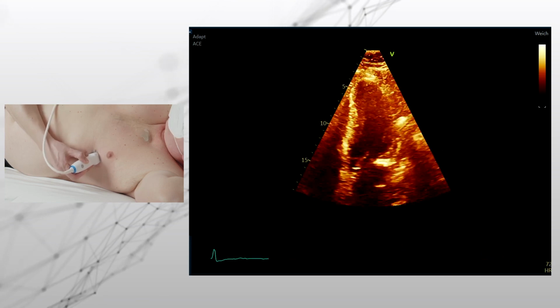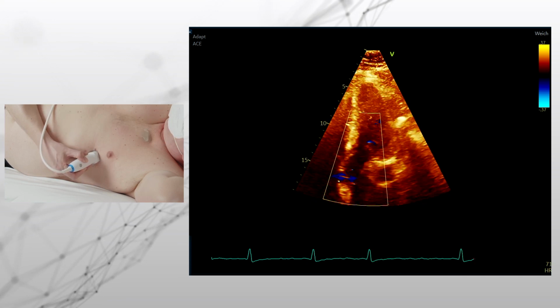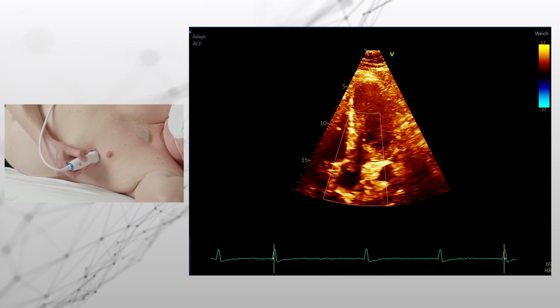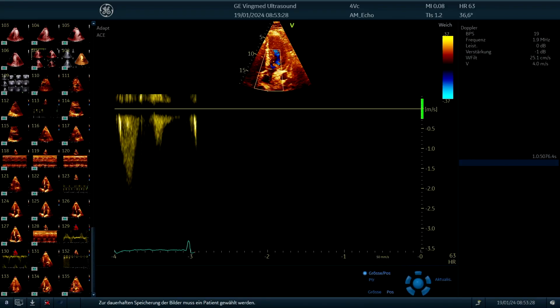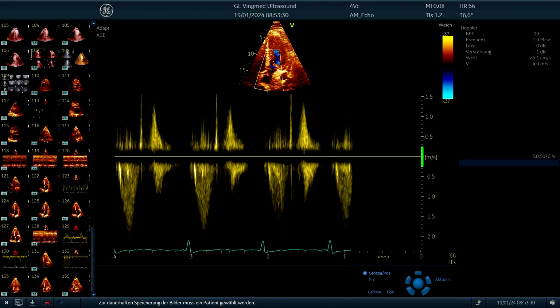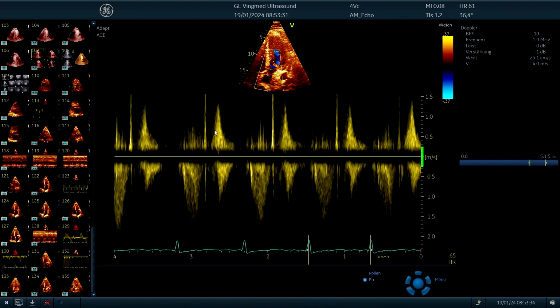This we also measure. We keep in mind that the 5-chamber view is essential for the evaluation, because here we can use continuous wave Doppler across the aortic valve to see if there are relevant gradients. Let me just put this signal in the middle so that we can see the signal really nicely.